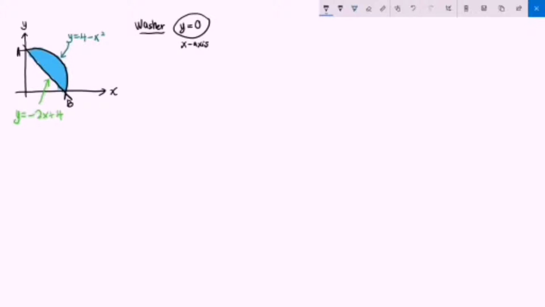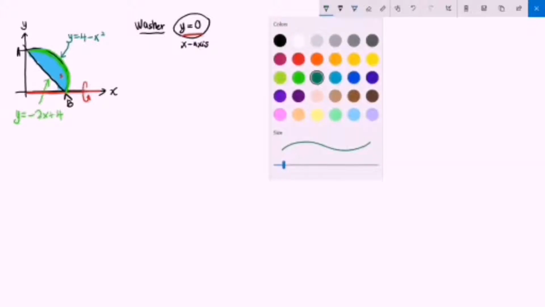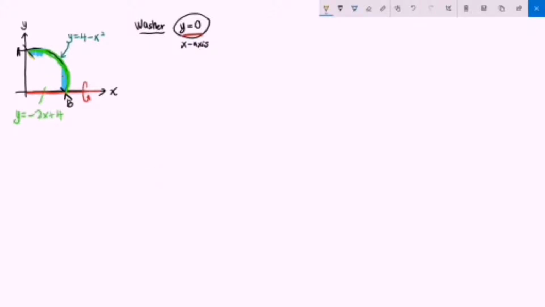In the washer method, we must find the inner radius and outer radius, right? So let's see first the axis of rotation. This is the axis of rotation, y equals 0, it's here. We want to revolve this shaded region about this axis. So we'll have the outer radius as this color, and the inner radius as yellow. This is the inner radius, because it is inside, okay?